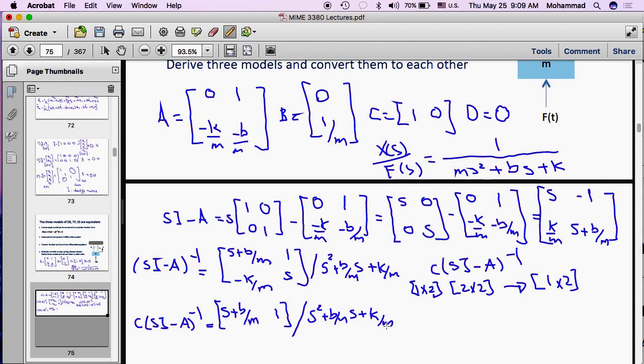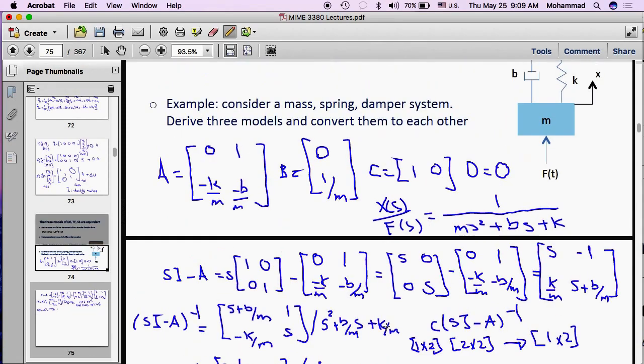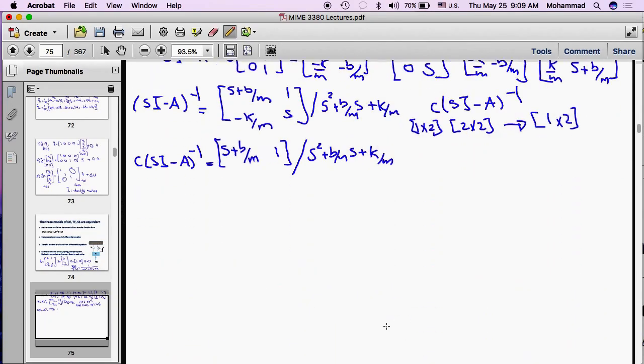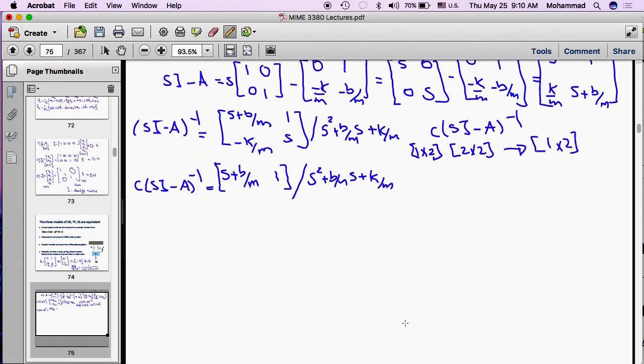So far we have completed a couple of steps. C times (sI minus A) inverse is found. We pre-multiplied by C. We know the result. Then we need to go up and see what is left. What is left? B. Okay, so we need to now post-multiply it.